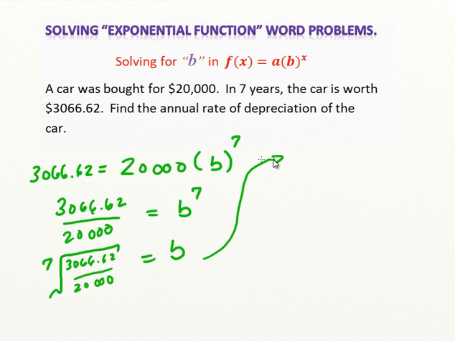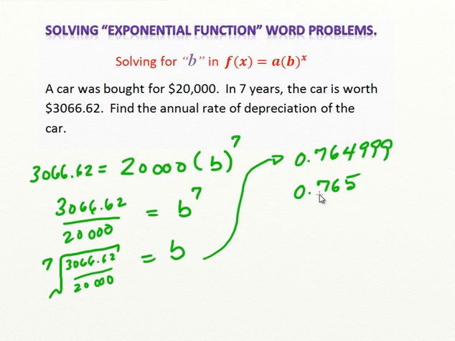The value of b, if we plug that into our calculator, will be 0.764999. Okay, let's just round that to 3 decimal places and make that 0.765. All right, so that is the value of the base.